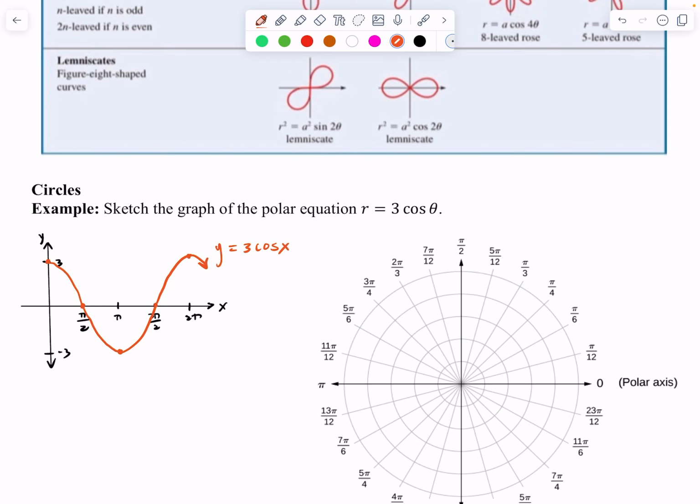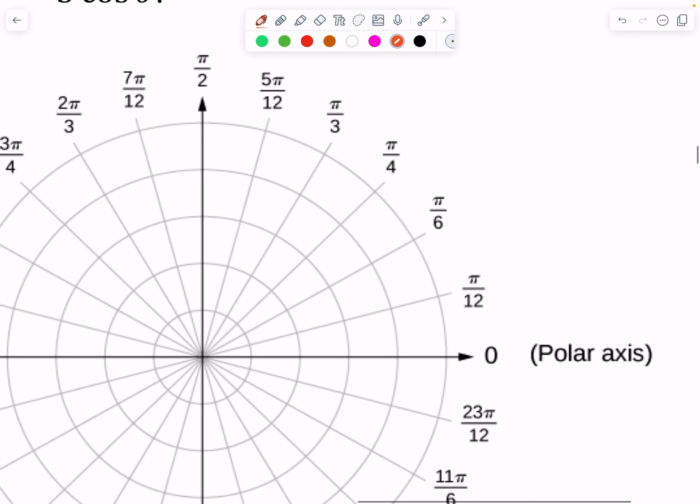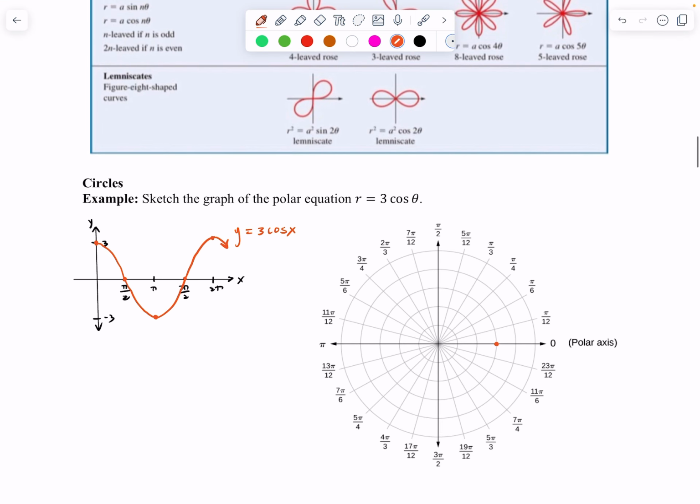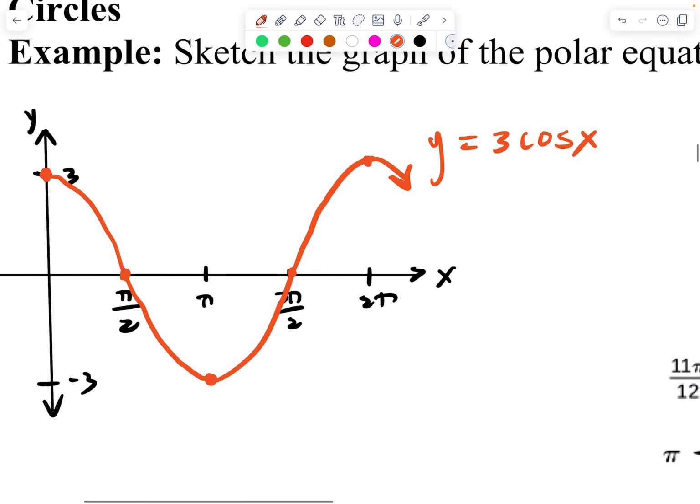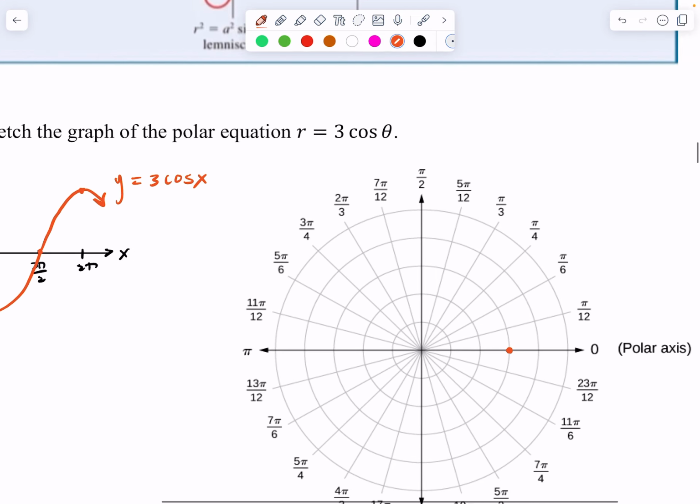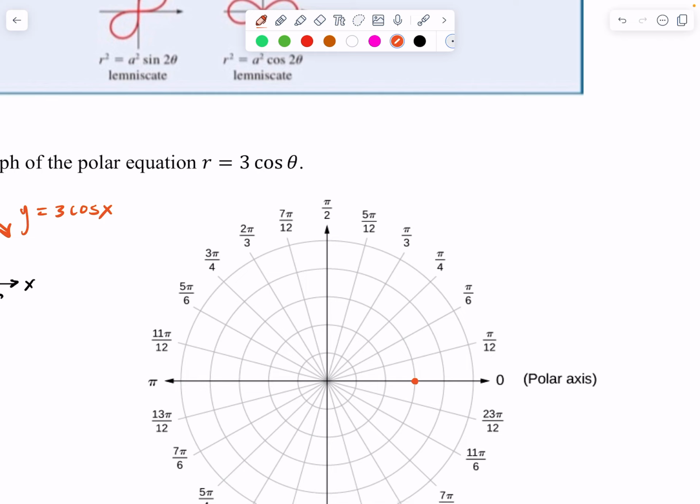watch what happens. For 0, notice 0, 3 is a point. So that means that when theta is equal to 0, r would end up being equal to 3. So here's our point. And then if we go to the next point we have plotted, pi over 2 comma 0, then for pi over 2, r is equal to 0. So we're at the pole.